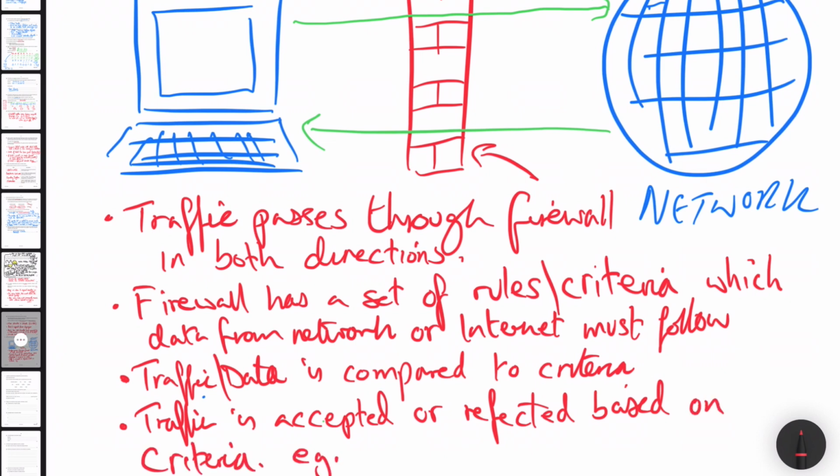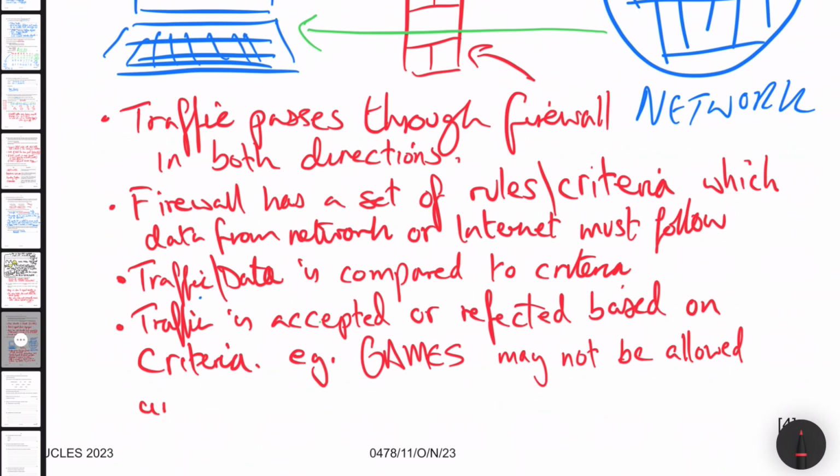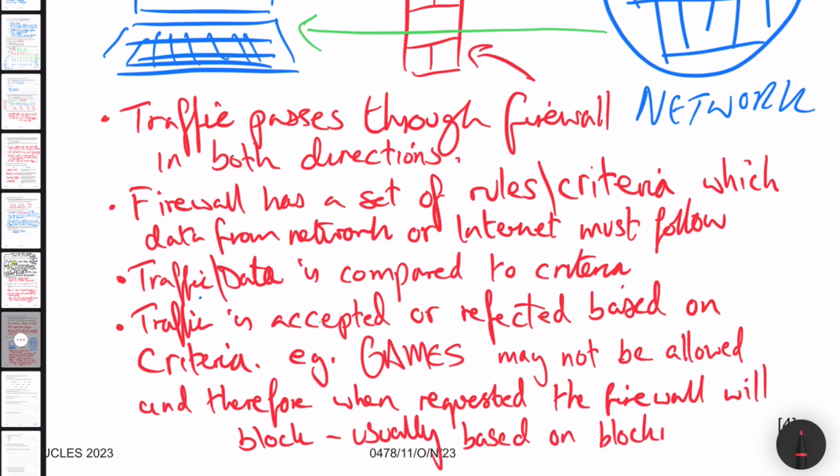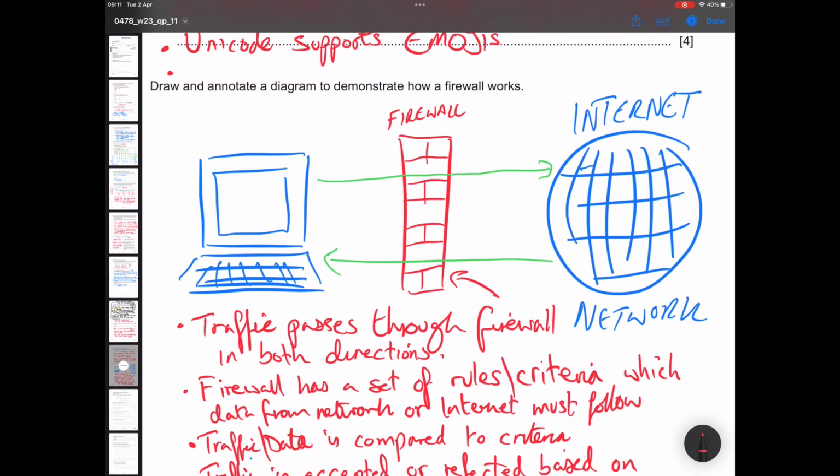For example, games may not be allowed, and therefore, when requested, the firewall will block, usually based on blocking certain websites. At school you might have a network whereby you type in certain things and a message comes up saying this site has been blocked. That is the firewall. In our school we use something called Smoothwall, which blocks particular websites. The firewall is basically monitoring the traffic, the requests to and from the internet. So that is what I would use there.